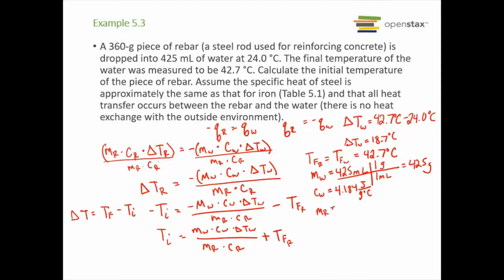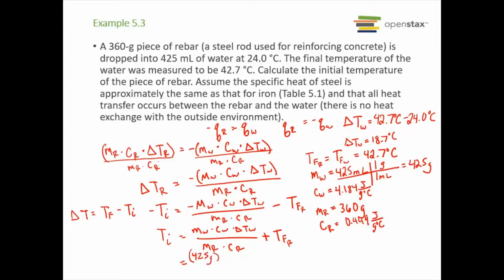The mass of our rebar was given to us at 360 grams. And we were told for the specific heat of the rebar to assume it's steel, and it basically has the same specific heat of iron. And so that is equal to 0.449 joules per gram degree Celsius. So now we can plug all that into our equation.